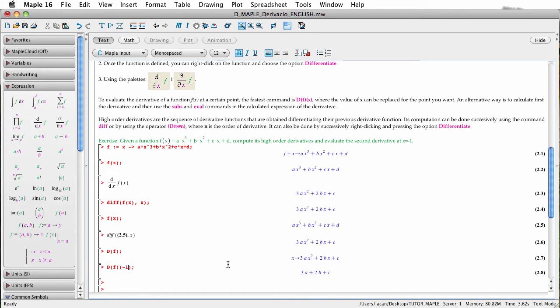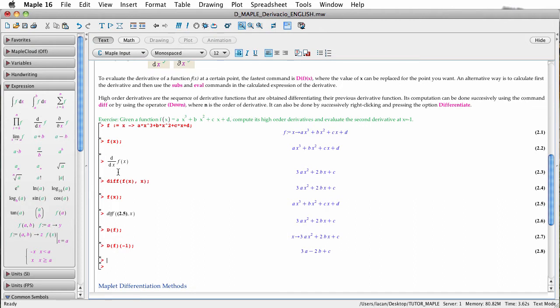If you substitute by -1, you get 3a minus 2b plus c. So if we want to substitute or to get the value of the derivative at a point, the fastest way is to do this. If you just want to get the expression, you can do it any other way. What happens if you compute the derivative using the diff command and you want to evaluate it?